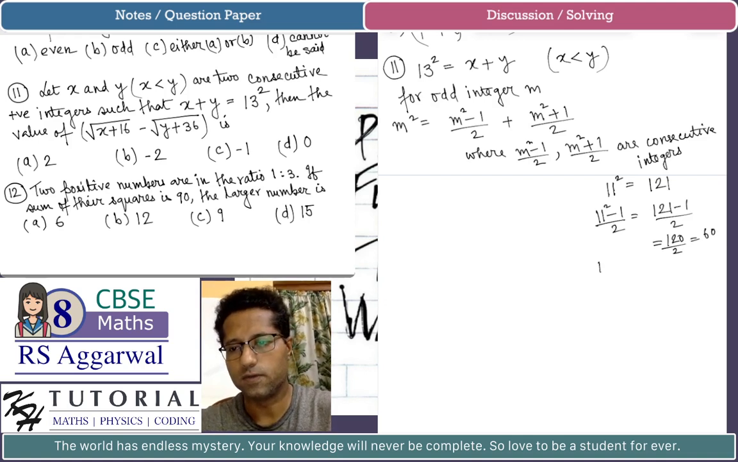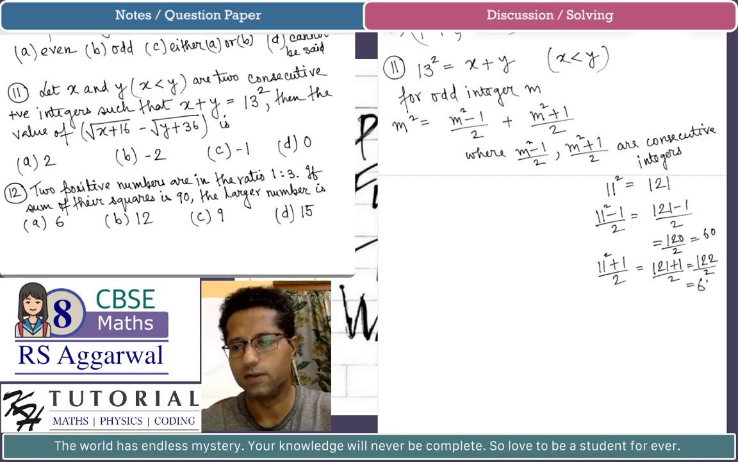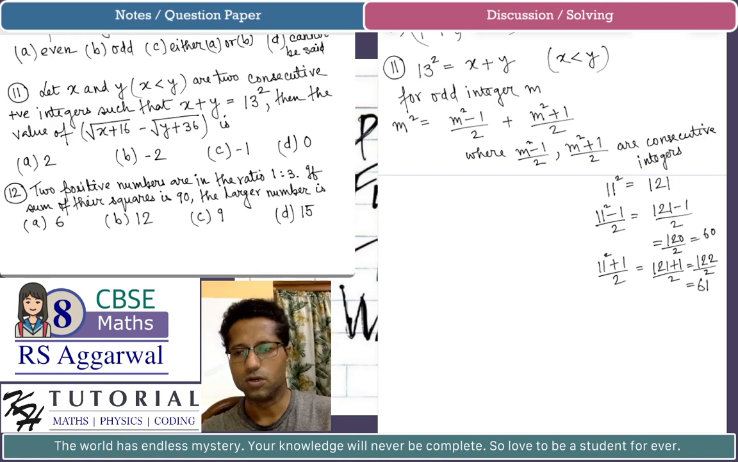Also, (11 square plus 1) by 2 will be equal to (121 plus 1) by 2, which is 122 by 2. This is equal to 61. So 60 and 61 are two consecutive integers whose sum is equal to 121, and 121 is equal to 11 square, and we got 60 and 61 from 11 only. So 60 was (11 square minus 1) by 2, and 61 was (11 square plus 1) by 2. So this is the concept that we have to apply to solve this problem.